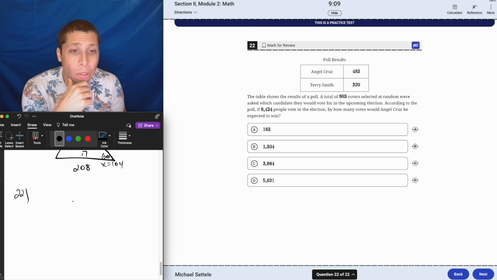The table shows the results of a poll. A total of 803 voters selected at random were asked which candidate they would vote for in the upcoming election. According to the poll, if 6,424 people vote in the election, by how many votes would Angel Cruz be expected to win? Okay.